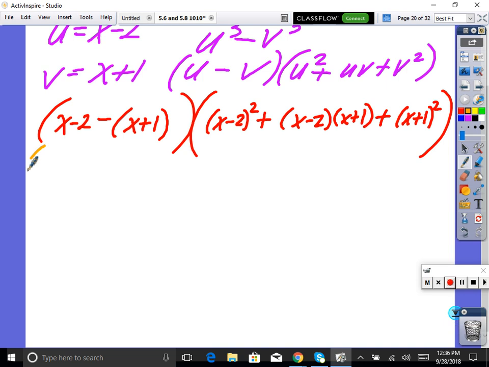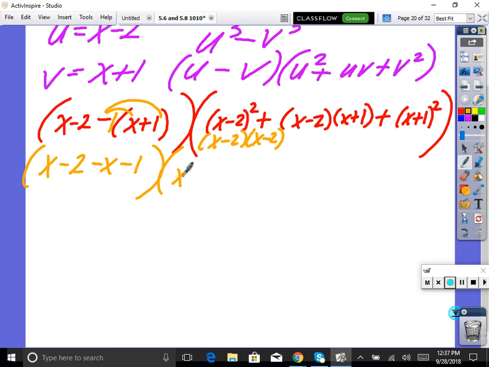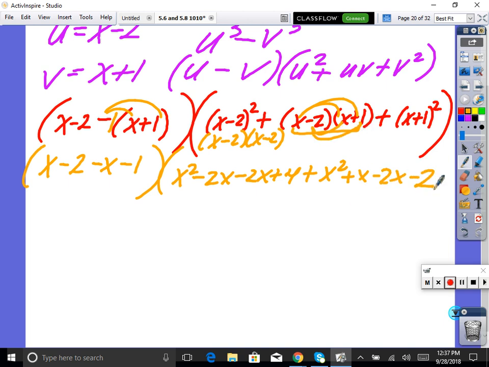You've got this. So we have x minus 2 minus x minus 1. I distributed that through. Then right here I have x minus 2 times x minus 2, so that's x squared minus 4x plus 4. Then I have plus, now I've got to distribute this stuff together: x squared plus x minus 2x, and then we have minus 2. Now we have to distribute this out, x plus 1 times x plus 1: x squared, plus x, plus x, plus 1. Now that's all inside our parentheses there.